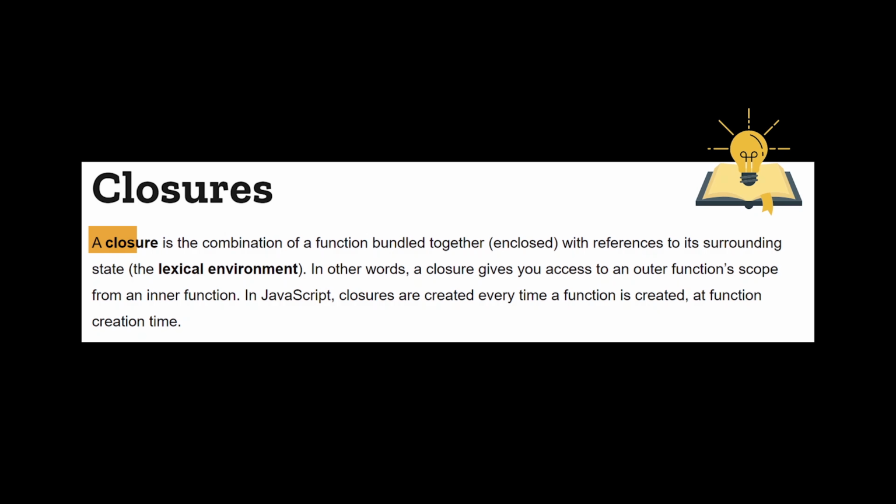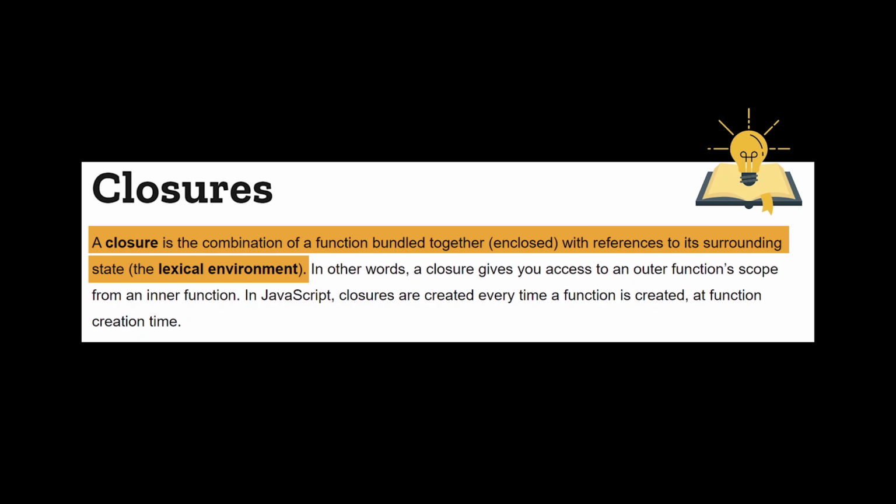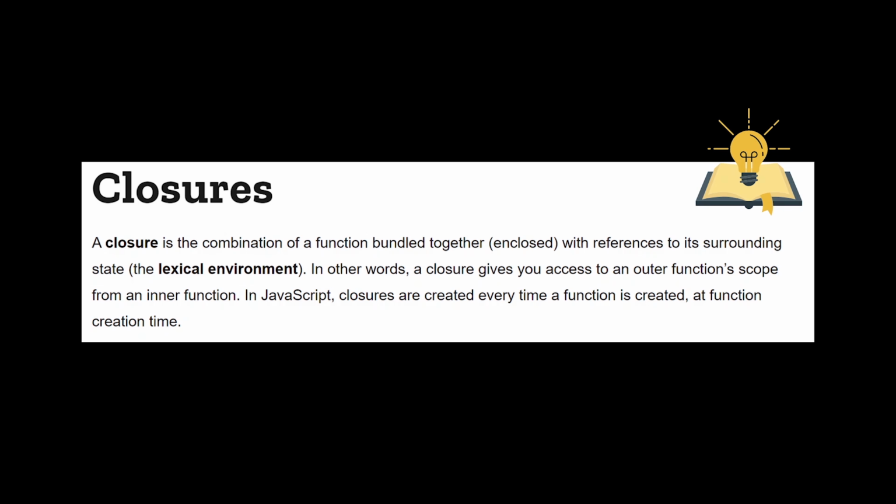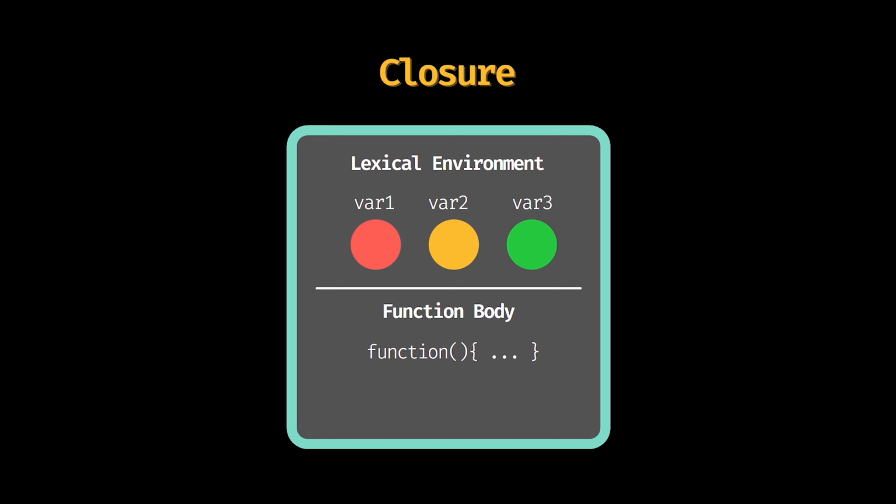So here we have the official definition from MDN. A closure is the combination of a function bundled together, or enclosed, with reference to its surrounding state or lexical environment. Pictorially, you could represent a closure like this. It is a bundle consisting of the function body or function definition along with the variables that this function depends upon. The data structure that holds the depending variables is called the lexical environment.